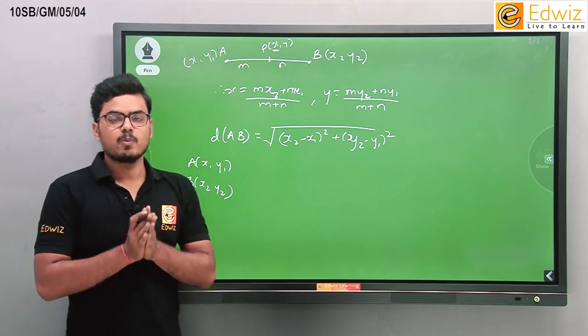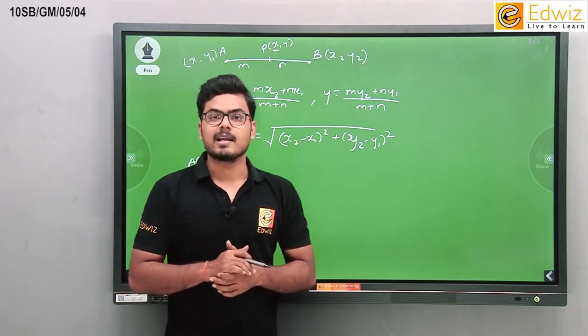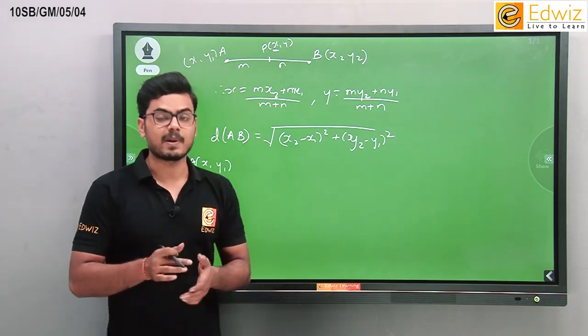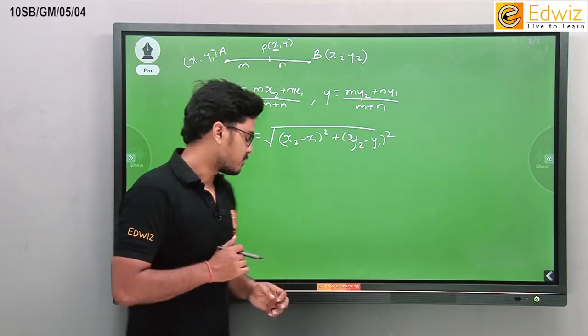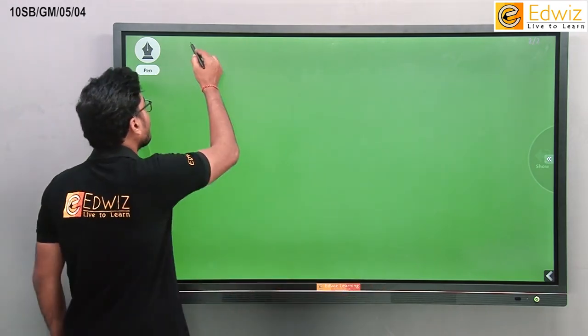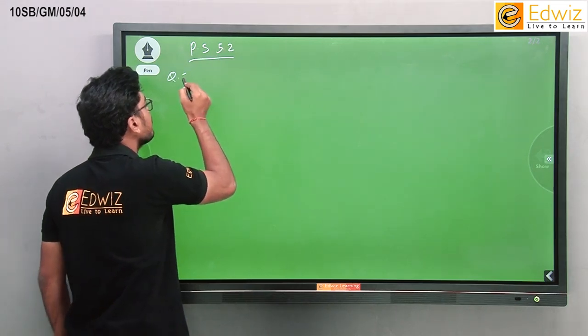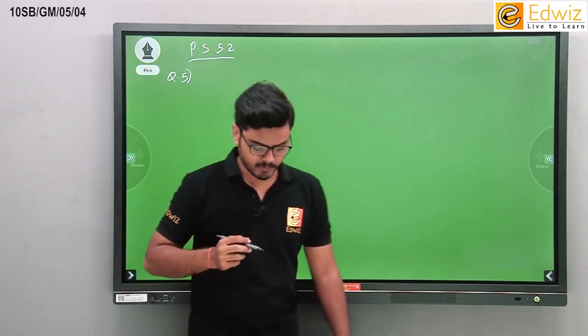So now we will resume our lecture further and continue with question number 5. Last time we finished till question number 4 of practice set 5.2. So let us start with question number 5. We are on practice set 5.2, question number 5. Let me just read the question for you.